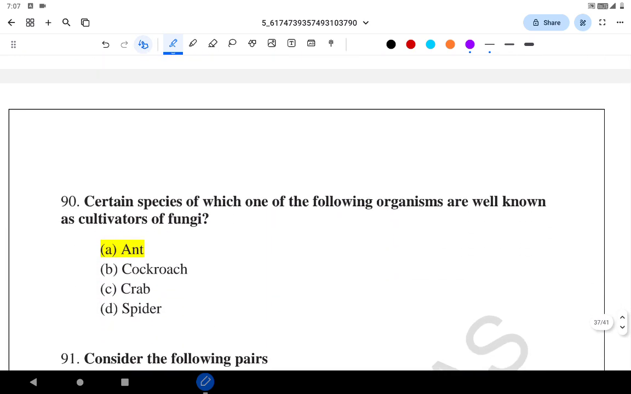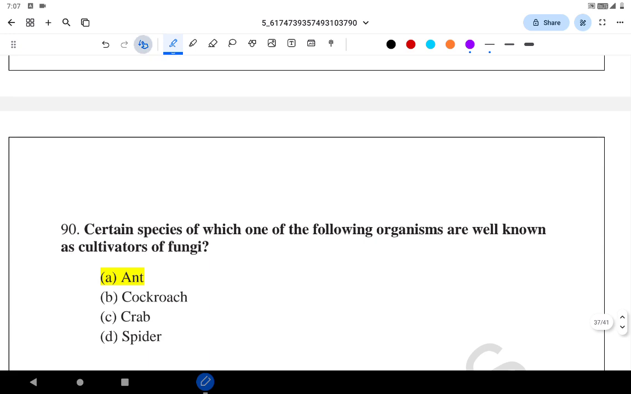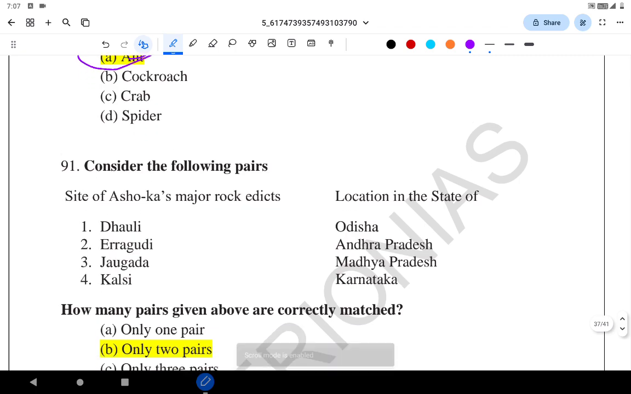Let's go to the next statement. Next question. Certain species, which one of the following organisms are well known as cultivators of fungi? The ant. Ant is known as cultivator of fungi. This is a fact. Either you know it or you don't know it.